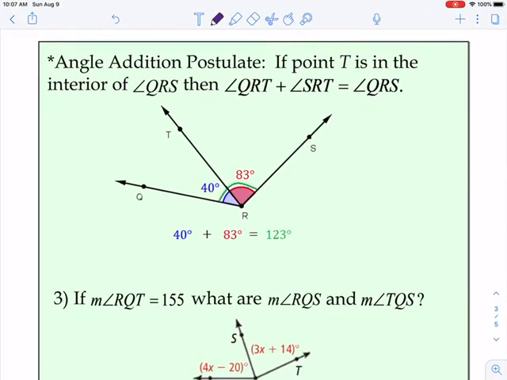Okay, angle addition postulate. If point T is on the interior of angle QRS, then angle QRT plus angle SRT has to equal angle QRS. Okay, so in other words, in the picture shown below, if I have the measure of QRT is 40 degrees and the measure of TRS is 83 degrees. If I take those 2 measures and add them together, it will give me a total of 123 degrees, which means the measure of angle QRS is 123 degrees.